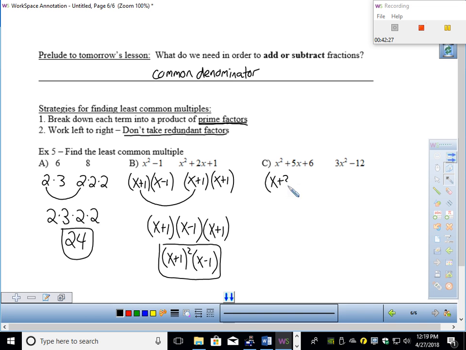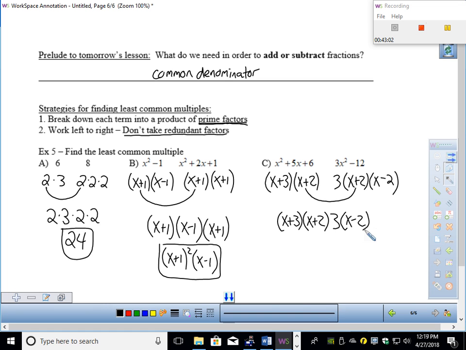Factoring, guys, that's what the whole lesson has been about within the context of rational expressions. And if I factor the 3, I'd get x squared minus 4. And x squared minus 4 actually factors to x plus 2, x minus 2. I'm going to work left to right. There, I'm going to take the x plus 3. Okay, this x plus 2 is common with that x plus 2. I don't need it twice, I just need it once. And then a 3, and then an x minus 2.